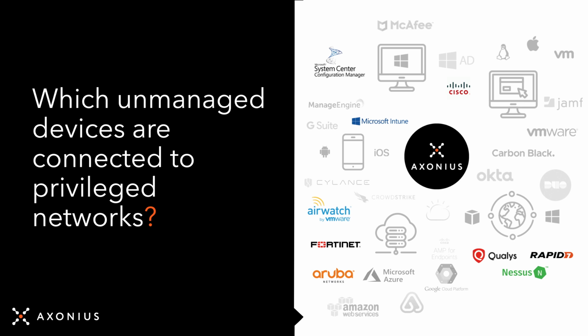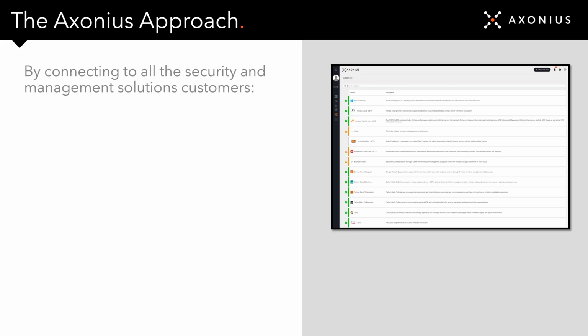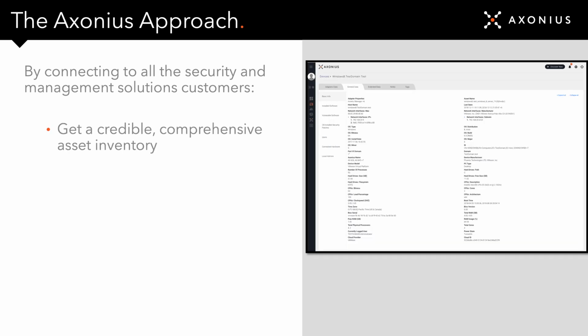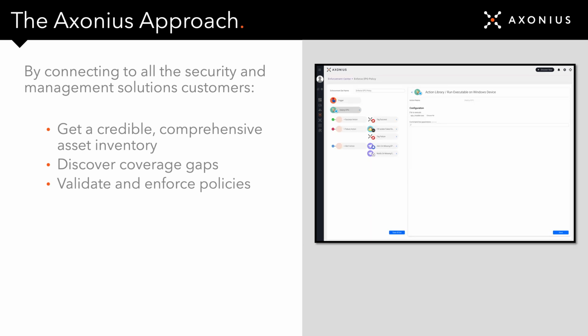And it's hard. The way we see it, all other tools are collectors, and what's needed is an aggregator, something that can collect and correlate the information together to make sense of it and to take action. So this is our approach. By connecting to all of the different security and management solutions our customers have, we can do exactly 3 things. We can give them a credible, comprehensive asset inventory. We can then show them security solution coverage gaps, and then automatically validate and enforce policy.